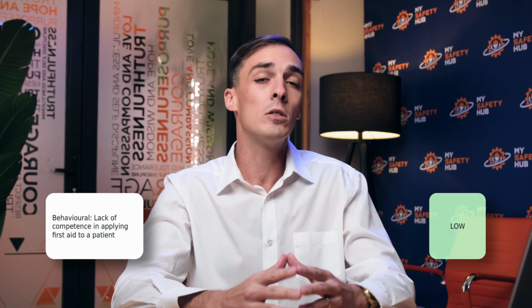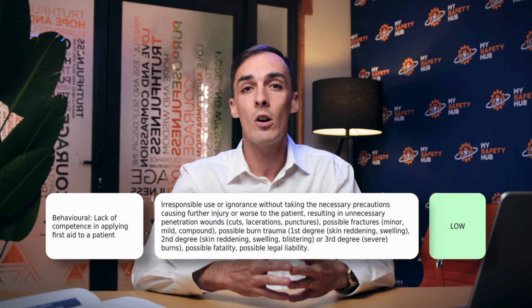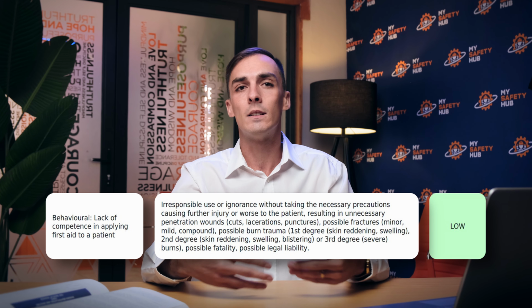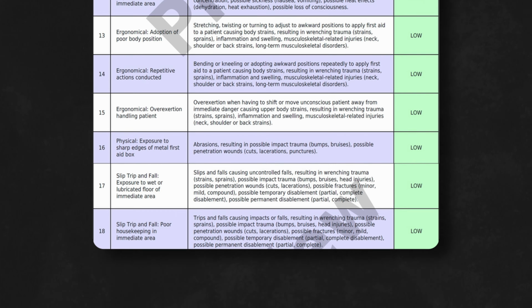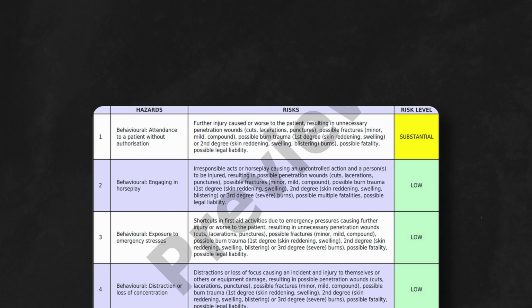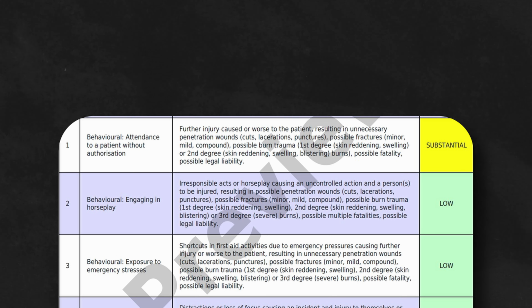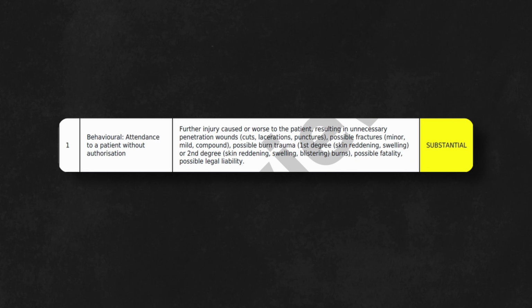We can see that for each hazard, the potential risk level is assessed from substantial to low, along with the corresponding risk statements, designed to give you a better understanding of hazards. This SOP highlights 18 hazards and its associated risk levels. But let's take a look at one of the hazards with the highest risks, which is the behavioral risk in the form of attendance to a patient without authorization.